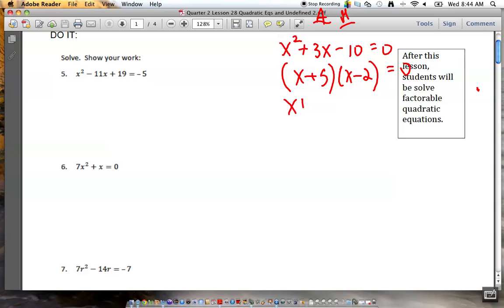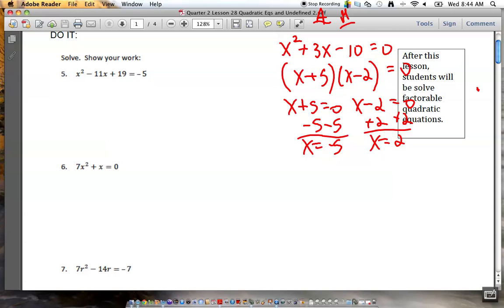So maybe it's the guy on the left, maybe it's the guy on the right. Minus 5, x is negative 5. And plus 2, x is equal to 2. Now, in honor of the great Mr. Frank, we could plug in the -5, it would check, and we could plug in the 2 and it would check, but you know how I feel about checks.